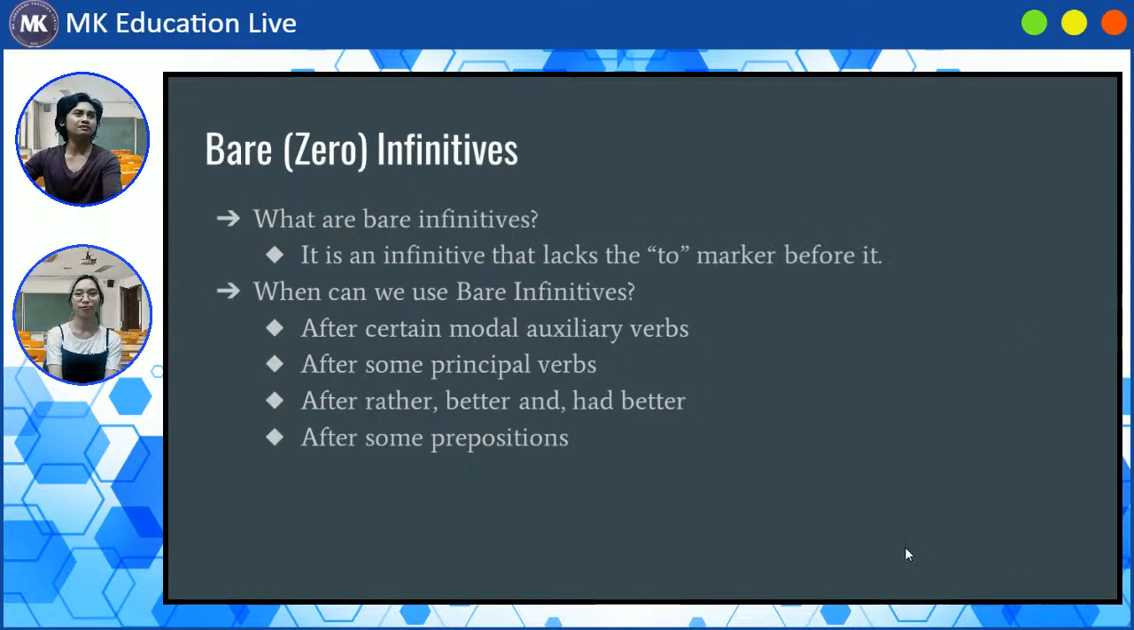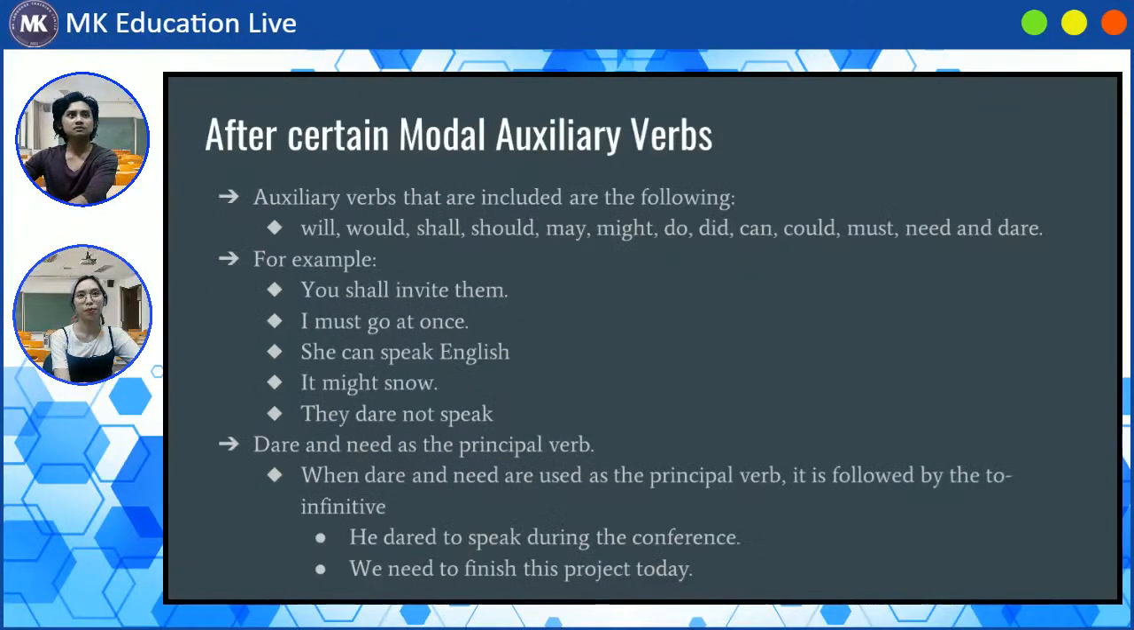Okay, so bare infinitives, otherwise known as zero infinitives, are infinitives that lack the to modifier before it. For example, to watch just becomes watch. But you might ask the question, when can we use bare infinitives? Well, we use bare infinitives after certain modal auxiliary verbs, after some principal verbs, after the words rather, better, and had better, and after some prepositions.